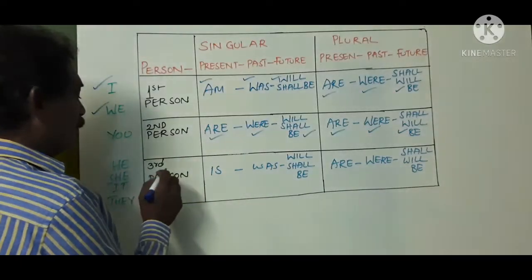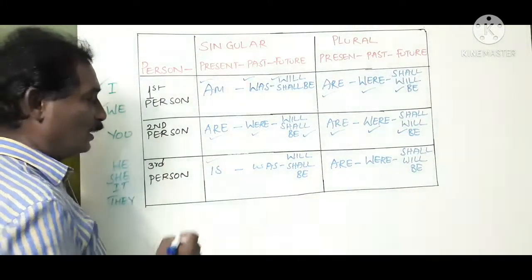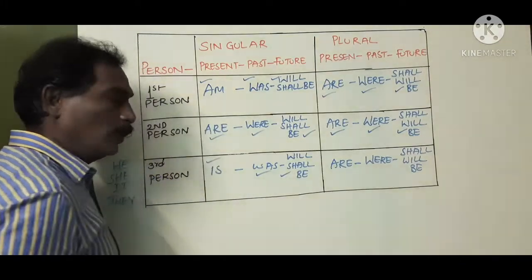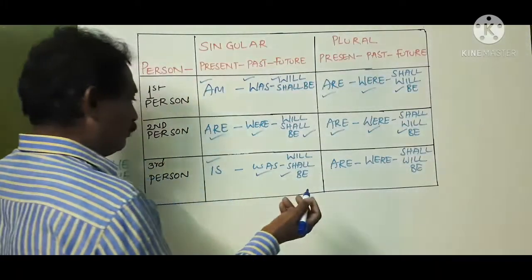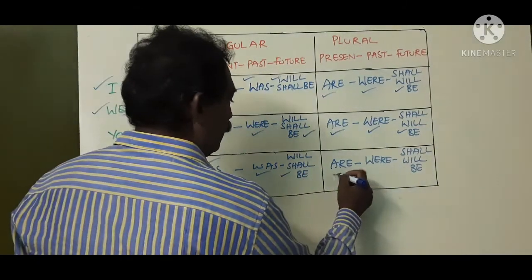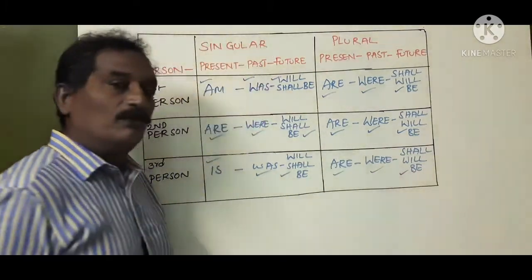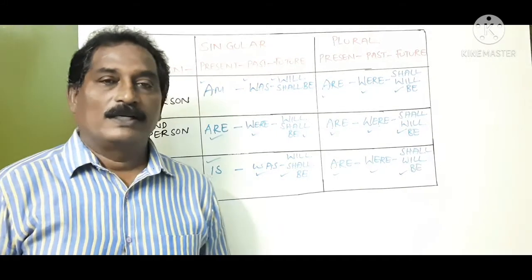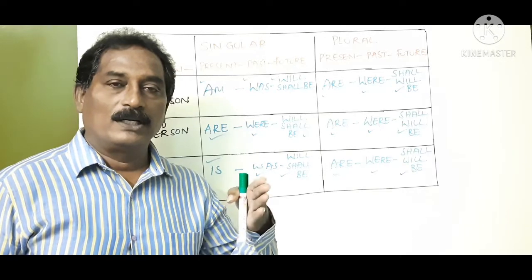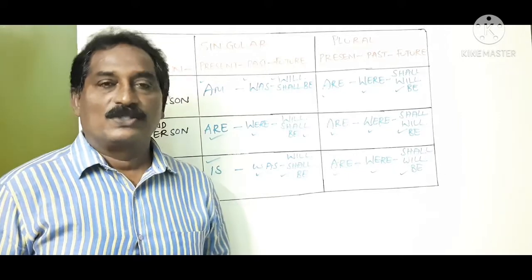Third person: he is singular, she is, or it is. 'Is' is for present, 'was' for past tense, and 'shall not', I mean 'will be', for future. For example, for plural they, 'are' is for present, 'were' for past tense, and 'will be' for future. So this table has given us a lot of clarity about be forms and their number and person association when they are used in a sentence.